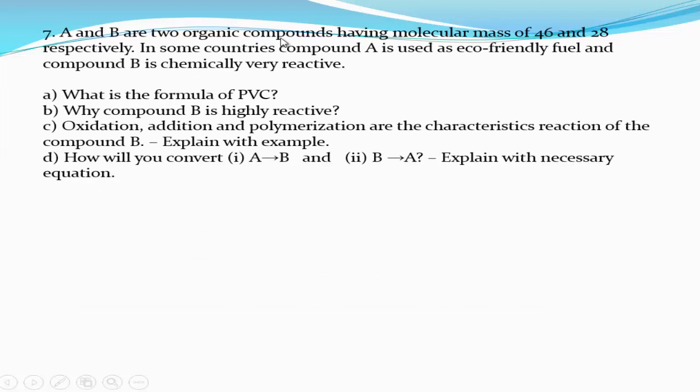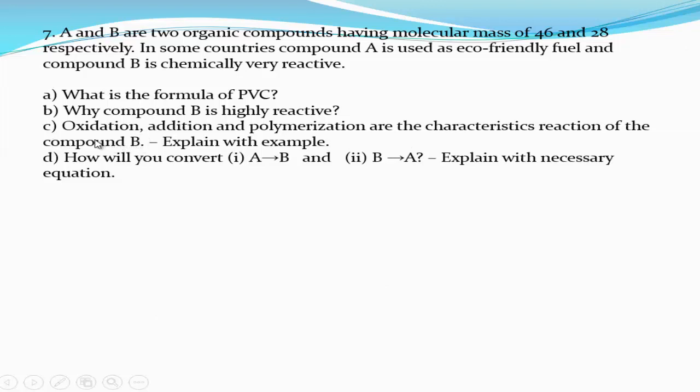A and B are two organic compounds having molecular mass 46 and 28 respectively. In some countries, compound A is used as eco-friendly fuel. That means this is actually ethanol, and compound B is chemically very reactive. That is, this is ethene. What is the formula of PVC? Why is compound B highly reactive? You know, oxidation, addition and polymerization are the characteristic reactions of compound B.